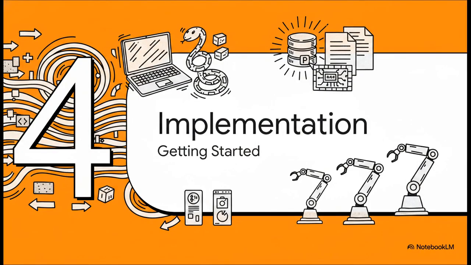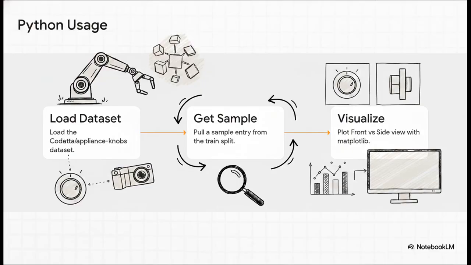All right, Section 4, Access and Implementation, Getting Started with Python. Now, because this data is stored in a highly efficient Parquet format, pulling it is blazing fast. The source actually provides this super digestible 3-step Python magic trick to get you going. Step 1, you load the dataset using the Datasets library, specifically pulling Codatta Appliance Knobs, dual view right from the train split. Step 2, you grab a single sample entry, literally just calling sample equals ds bracket 0. Step 3, you visualize the front versus the side view using matplotlib, setting up a simple side-by-side plot. It is remarkably straightforward to bring this high-resolution dual-view imagery straight into your own coding environment.